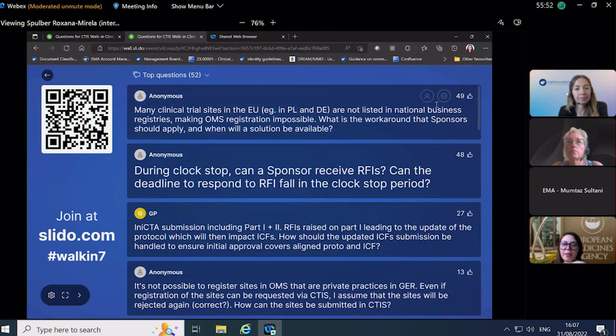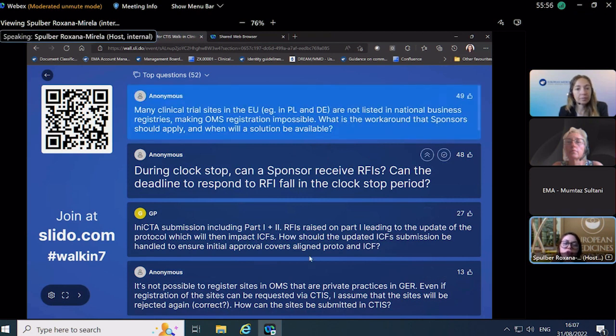Thank you, Laura. The second question is: many clinical trials in the EU, for example in Poland and Germany, are not listed in the national business registries, making OMS registration impossible. What is the workaround that sponsors should apply, and when will a solution be available?